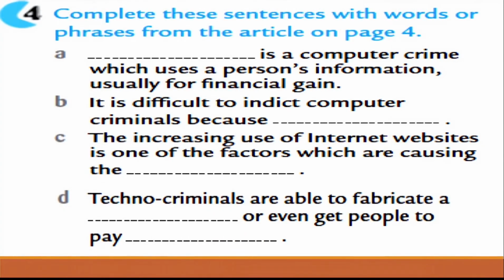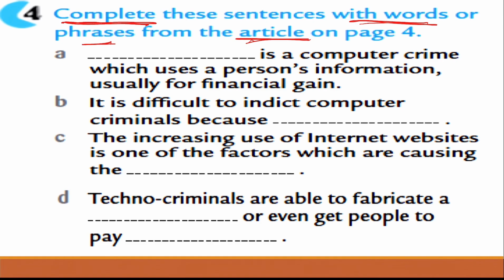Okay, the next exercise is completion, exercise 4. We need to what? Complete. You have to understand what is needed from every exercise. This one is to complete with what? With words or phrases from the article, again, from the passage on page 4. So here we have a missing word or phrase we need to complete.